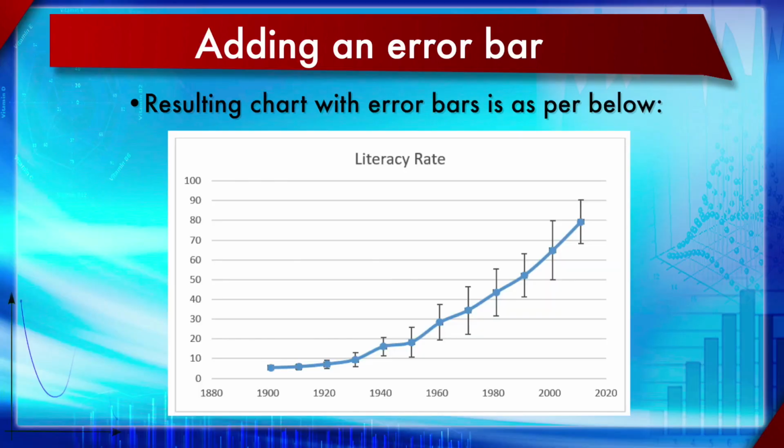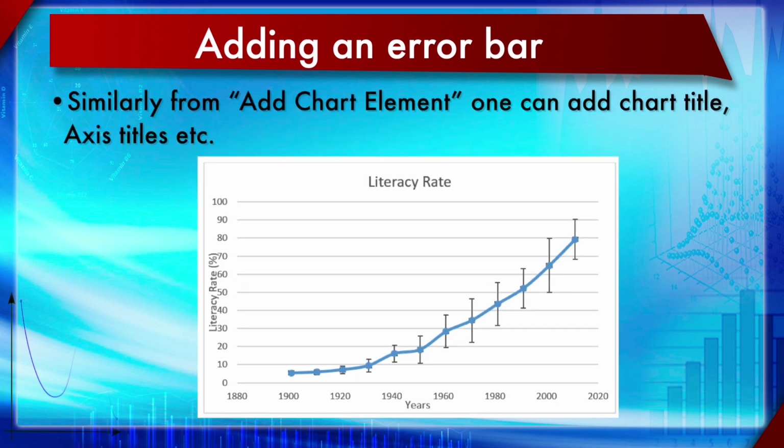It is not merely for the line plot, you can also add the error bar for the column or bar graph, I mean any kind of graph, XY scatter plot also you can add error bars in it. You can also add from the add chart element the chart title and X axis and Y axis labels. All these elements you can manually add, and if you have something already added, you can edit it also through that same menu, that is called add chart element from the design tab.